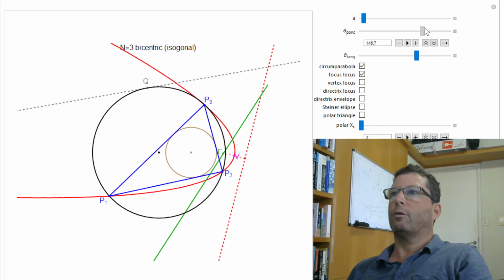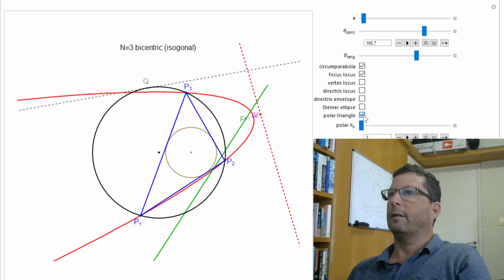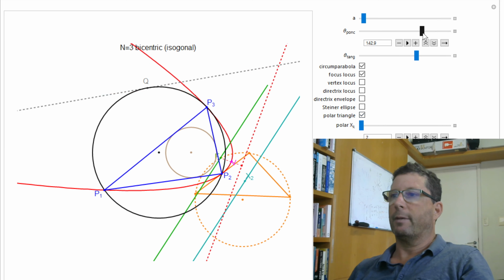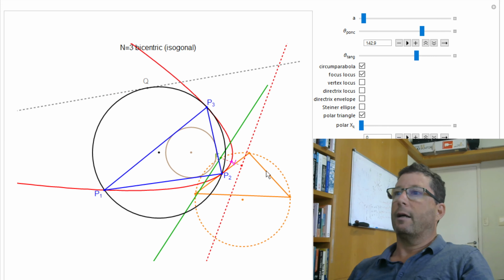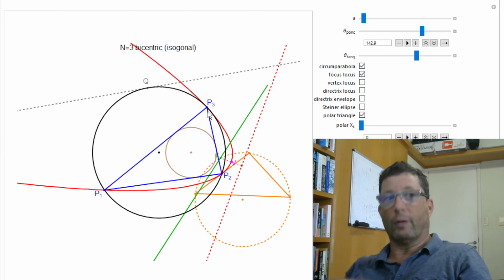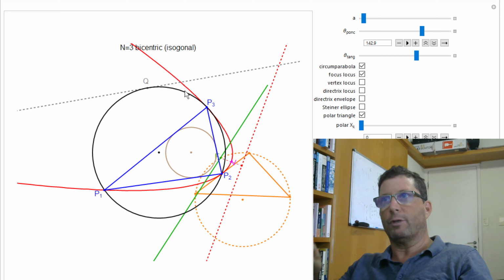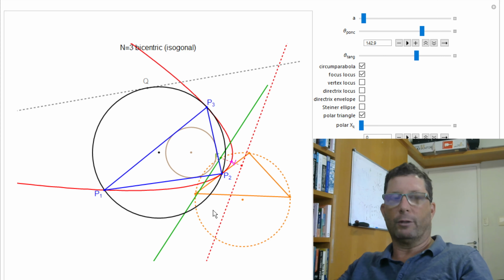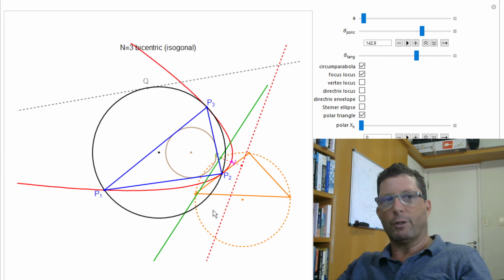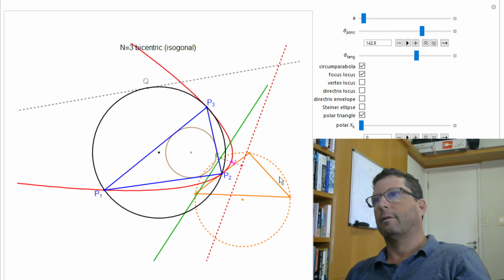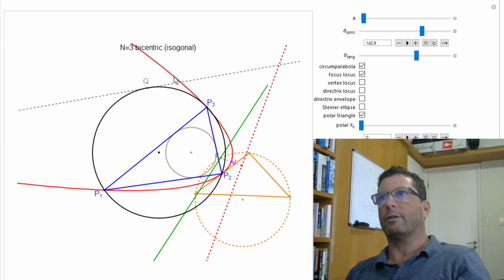Now today I decided to draw a new object on the screen, namely the polar triangle. Let's go ahead and place this in a better position. The polar triangle to this orange object here, the polar triangle of my reference triangle P1, P2, P3 with respect to, and when we say polar triangle we usually specify a conic, this particular circumparabola. So here's a polar triangle of P1, P2, P3 with respect to the circumparabola.